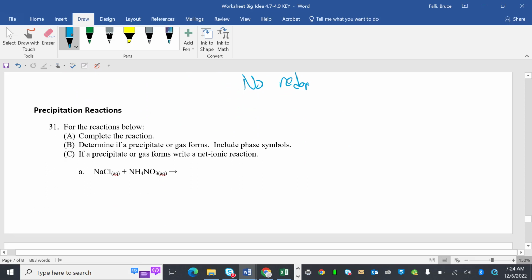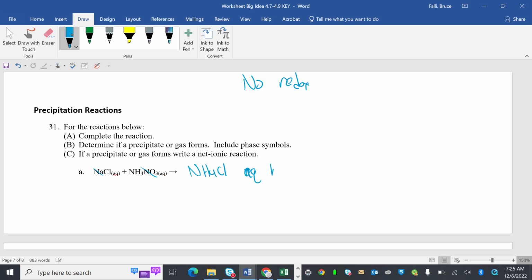All right. Complete the reaction. Determine if precipitate or gas forms, include the phase symbols. Okay, so that works out. So my only possible thought is NH4Cl. This is aqueous because NH4s are positive. Not positive, are aqueous. So solubility rules, no reaction.